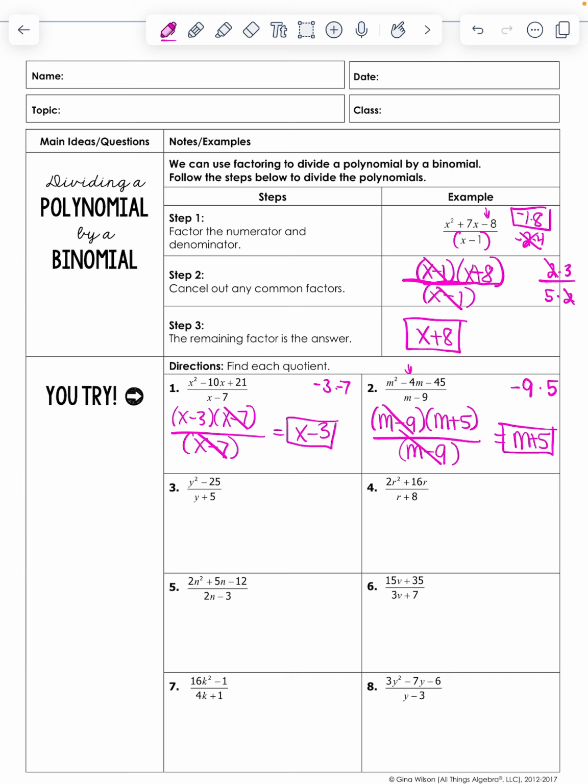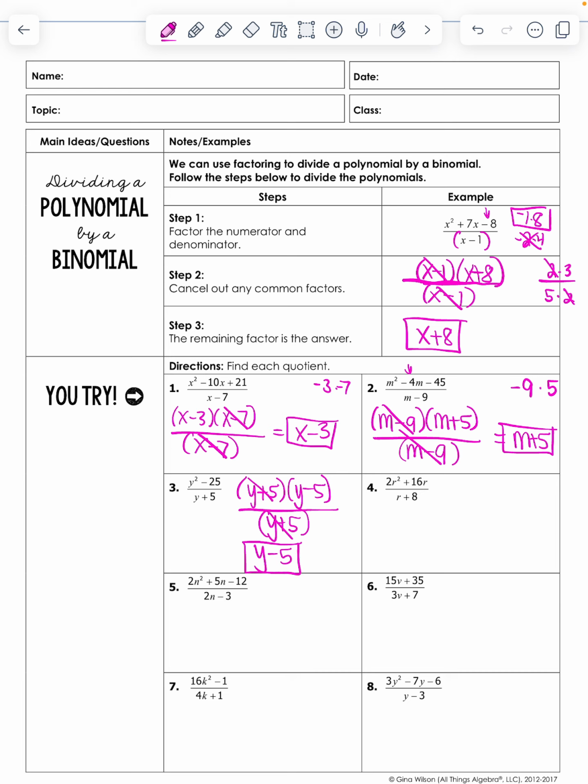Now, each one's going to be slightly different, like number 3. The factored form of y squared minus 25, we have to realize this is a difference of squares problem. This factors into y plus 5 times y minus 5. Now, the denominator is y plus 5. So you can use that to your advantage and realize, okay, most likely y plus 5 is going to be one of the factors because the whole point for this is for things to cancel out. But you will have to know how to use factoring with all the different processes to arrive at your final answer, which in this case would be y minus 5.